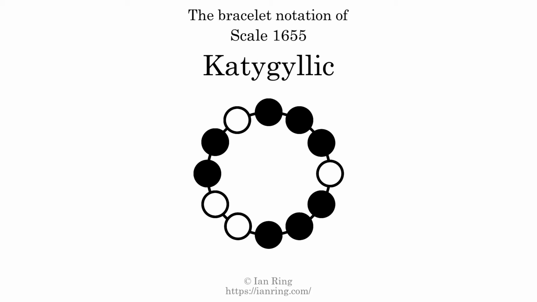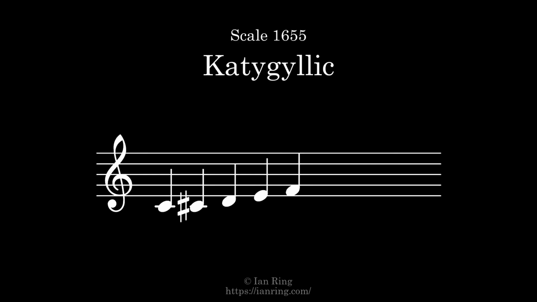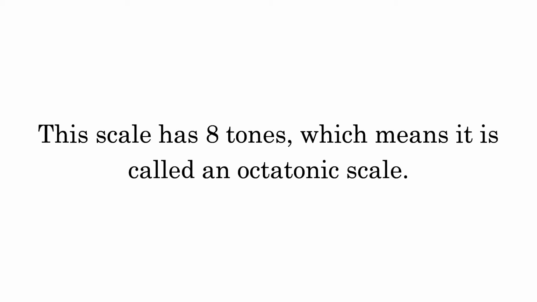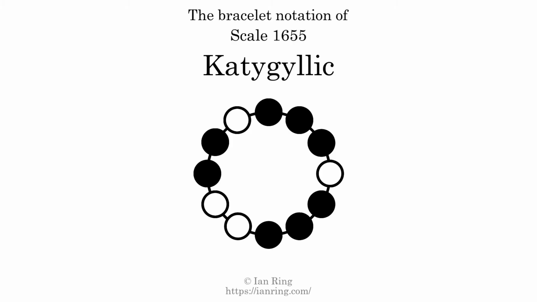1655, Katygyllic, which sounds like this. This scale has 8 tones, which means it is called an octatonic scale. This is a bracelet notation diagram of scale 1655. The shaded circles represent tones that appear in the scale, and they are read clockwise, starting at the top.